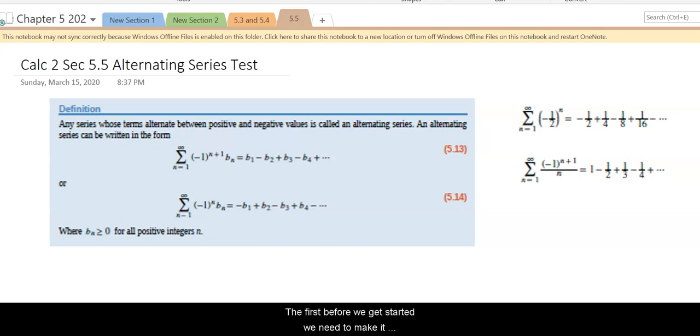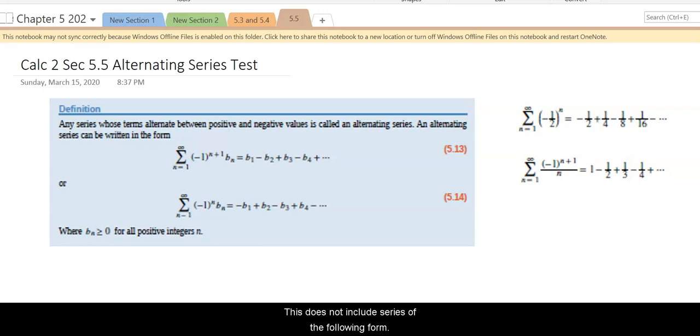So first, before we get started, we need to make it clear what exactly we mean when we call a series alternating. Look at the definition that's here in the blue box. A series that is called an alternating series is one in which successive terms have opposite signs. That means that if the odd terms are positive, as you see here in the first example, the even terms are negative, or the odd terms are negative, but the even terms are positive.